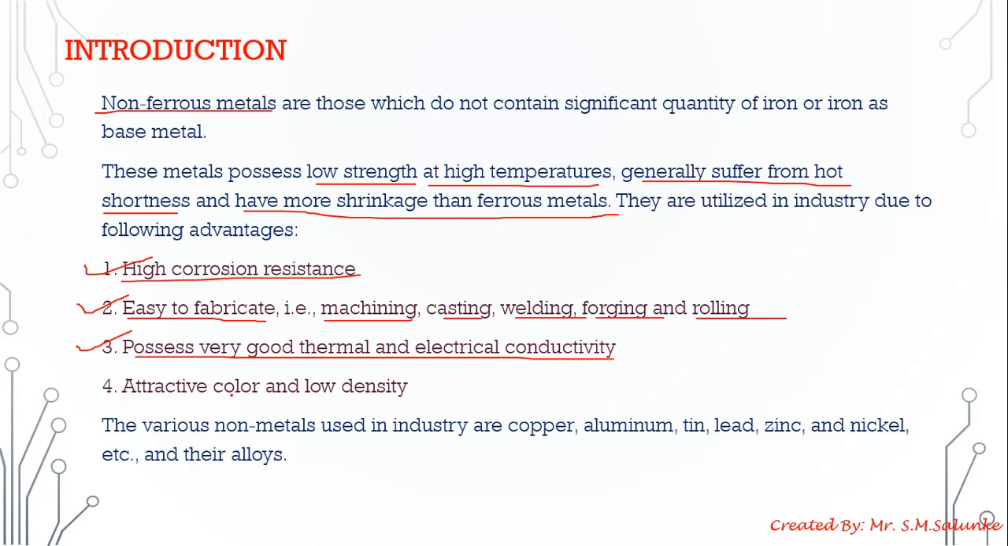And next is attractive color and low density. So most of the non-ferrous metals, we'll look at examples like copper, aluminium, lead, tin, zinc, nickel. All these have an attractive color, so they have a pretty good luster. They are very attractive to look at, and they also have low density. That means they are lighter as compared to the iron alloys or steel alloys. So as we said earlier, copper, aluminium, tin, lead, zinc and nickel, etc. and their alloys are various non-ferrous metals available to us and used in industries.